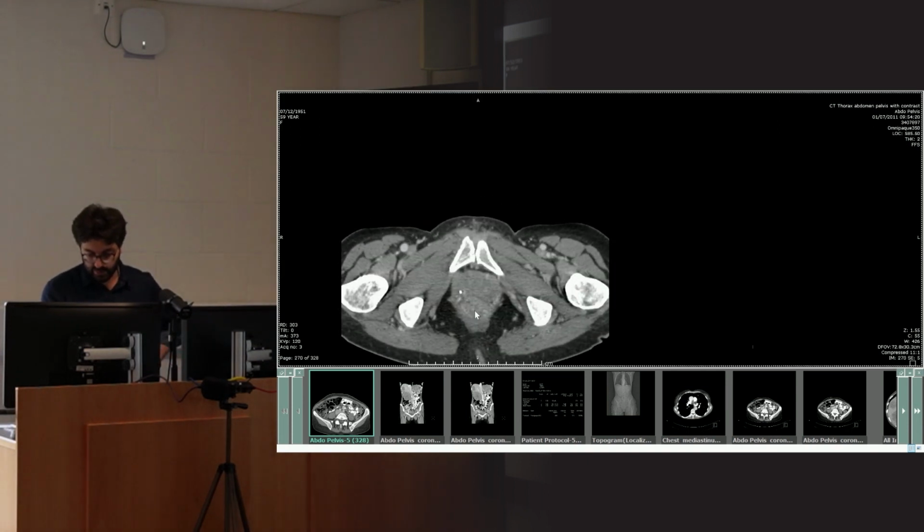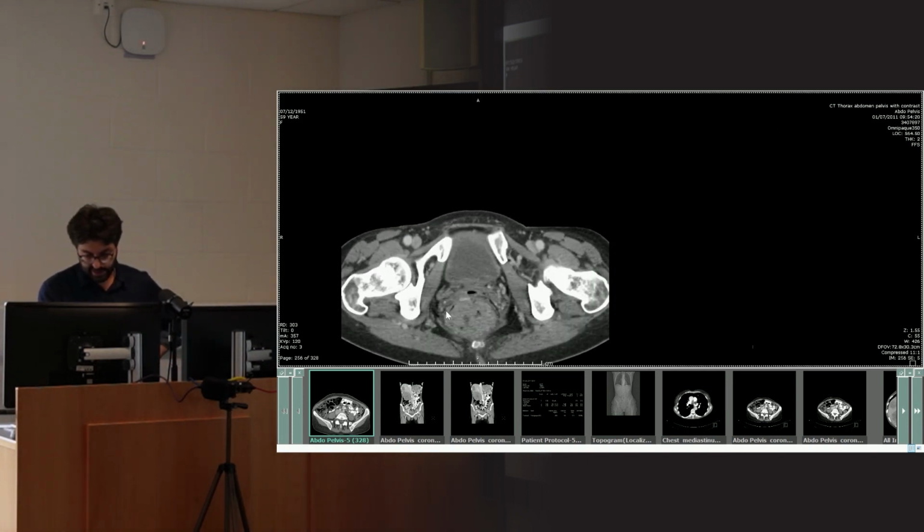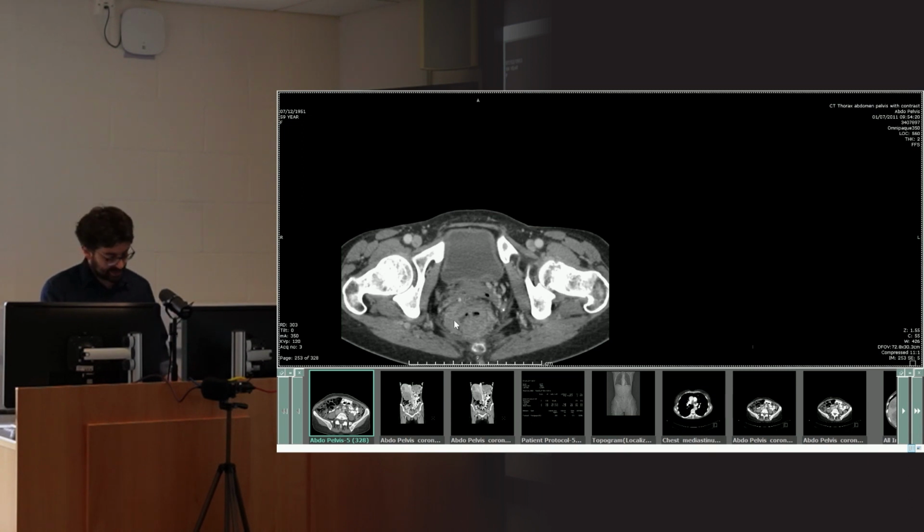What do you think of the wall of the rectum as we're coming up here? I will measure the Hounsfield value as well to show you. So that's 60 Hounsfield units.